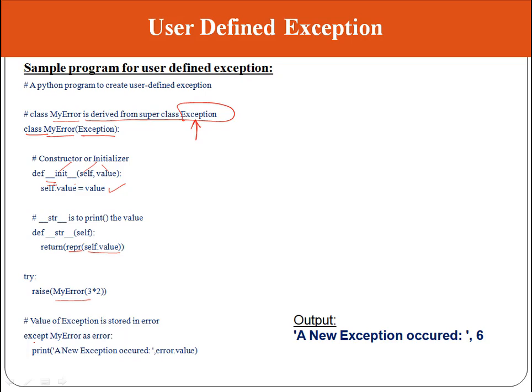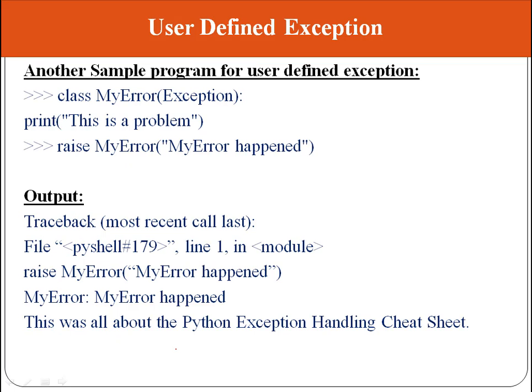try: raise MyError(3 * 2). So this is the except block, and this is your try block. Here you are forcefully raising MyError as error, so a new exception occurs, and this will display this. So this is the typical case. When you try this in your interpreter, you will be able to understand.